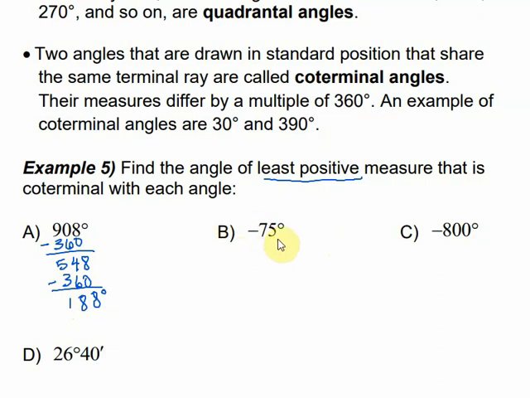Okay, so for B, we have a negative angle. So to get the least positive, we're going to have to add 360 degrees. So if I add 360 degrees to a negative 75, I get 285 degrees.